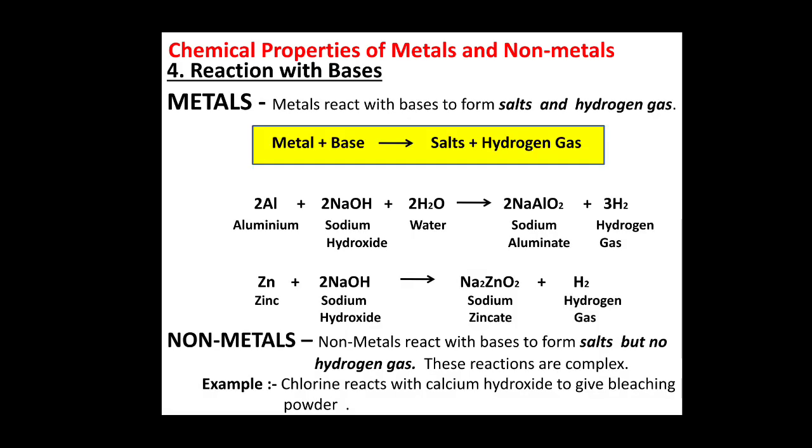The last reaction, the fourth one, is reaction with bases. How does a metal react with bases? When it reacts, it again forms salts and hydrogen gas. Just like an acid, a base also forms salt and hydrogen gas. Okay, just see the reaction here, children.